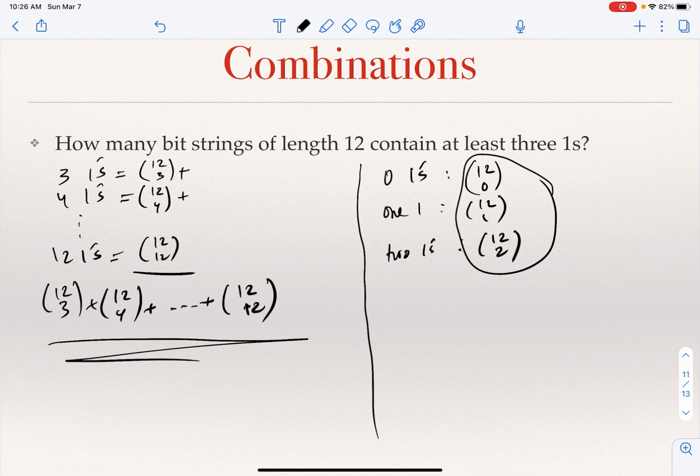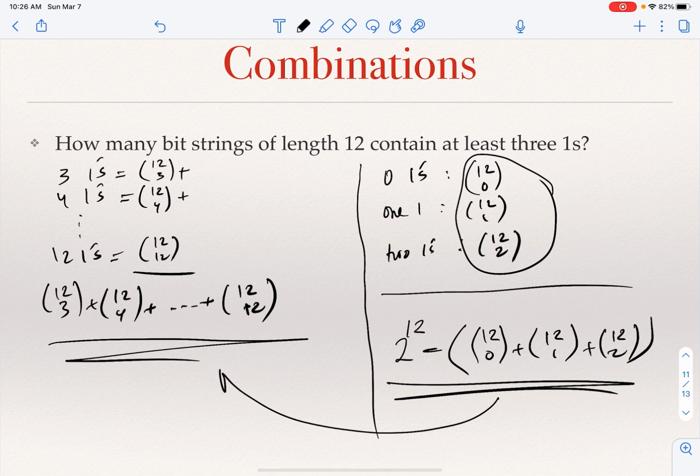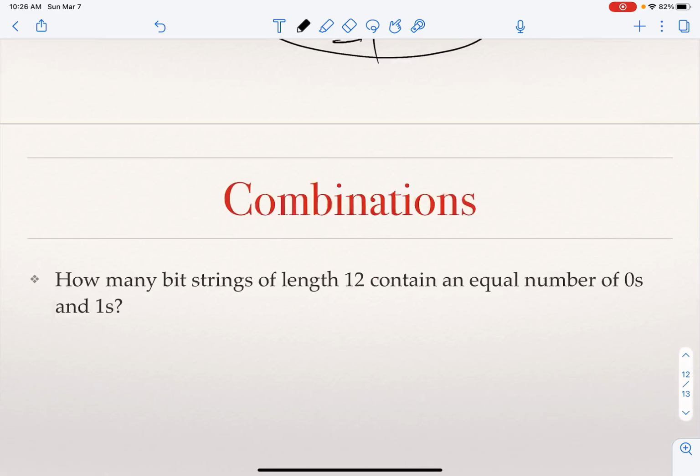So now we want to eliminate these from the set of all bit strings of length 12. There are 2 to the 12 bit strings of length 12. From these, we want to remove all the strings that have either 0 ones or 1 one or 2 ones. So this will be 12 choose 0 plus 12 choose 1 plus 12 choose 2. So you subtract them and you get this answer. This one and this one here, they should be equal. If you evaluate them, they will be equal, okay? It's just different ways to approach exactly the same counting problem.